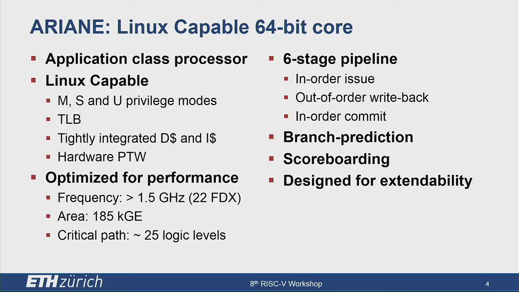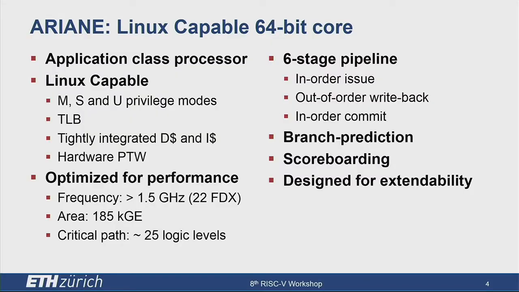So in particular, Ariane is a 64-bit application class core. It's Linux capable, has 3 privilege modes, the machine, the supervisor, and the user privilege modes. It has TLBs, and right now it has a very tightly integrated data and instruction cache, including a hardware page table walker, and it was optimized from the beginning on performance basically. So the initial target was to go above 1 gigahertz because we wanted to speed up the highly sequential OS code. The area is around 185 kilogates under relaxed synthesis constraints, and the critical path depth is about 25 logic levels. It's a 6-stage pipeline.